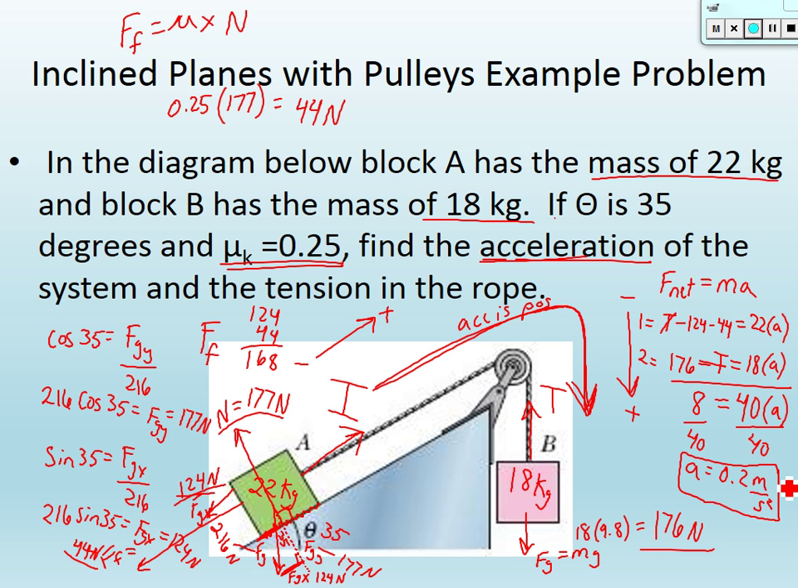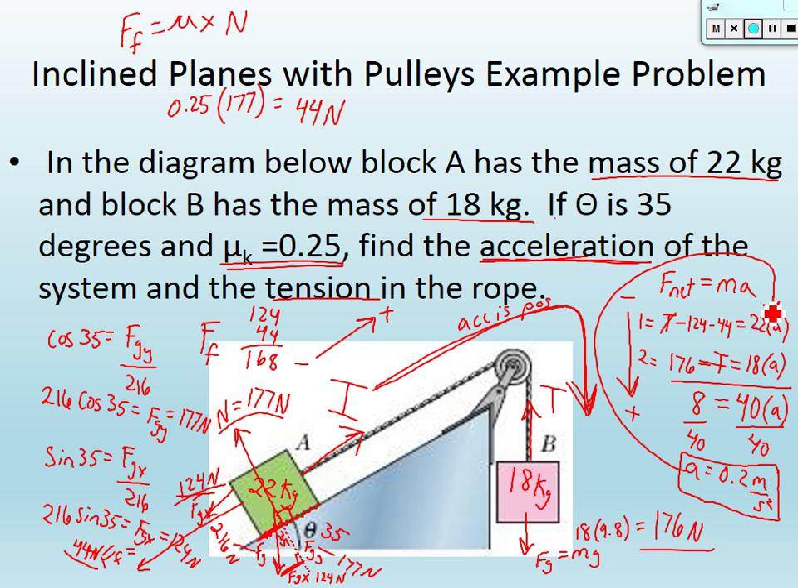Okay. So there's the first part of what this question was asking us. We found the acceleration of the system. If you were to let go of block A and B, it would accelerate in this direction at 0.2 meters per second squared. Okay, now we've got to find the tension in the rope. This is where we go back, take our acceleration now that we have it and plug it in either in equation number 1 or 2 and solve for it.